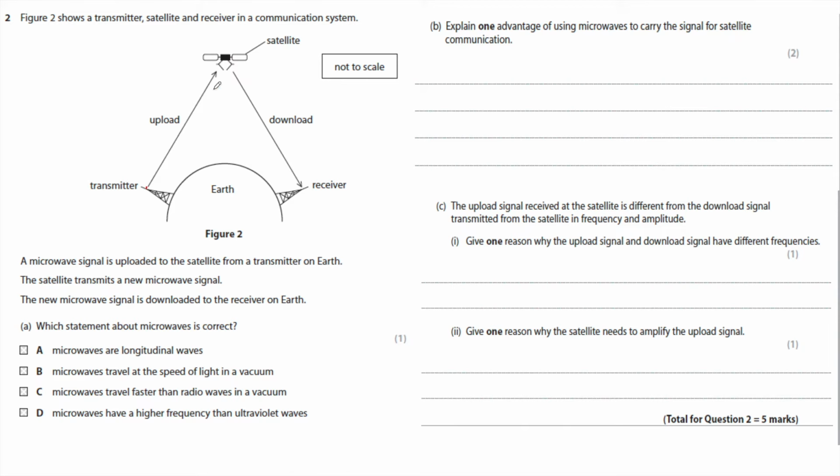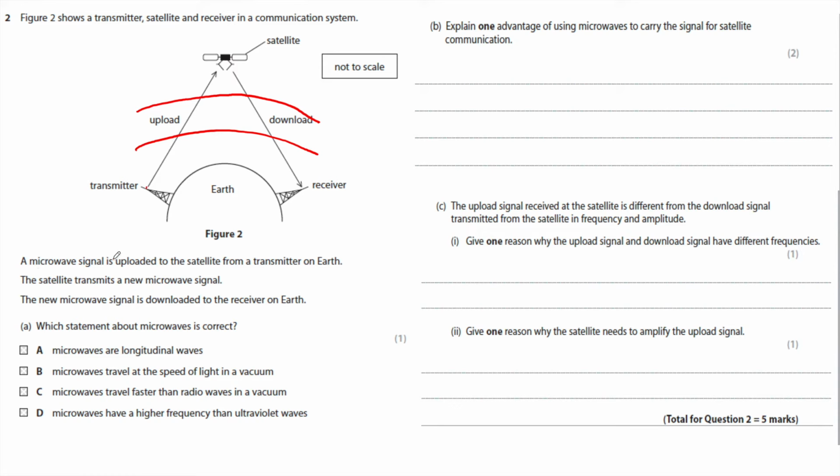And the advantage of microwaves over radio waves is, if this is the ionosphere or the atmosphere, microwaves can travel through the atmosphere, whereas radio waves cannot. They're absorbed or reflected back by the ionosphere. And also microwaves have a higher frequency than radio waves, so therefore can carry more data per second as they have a greater bandwidth.